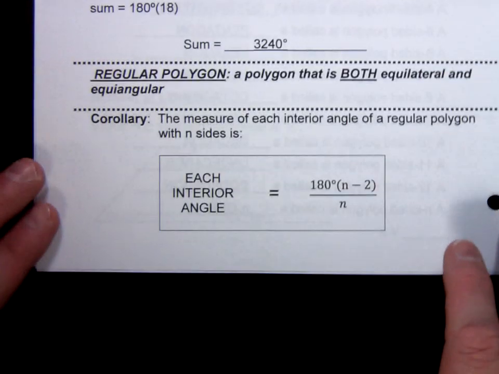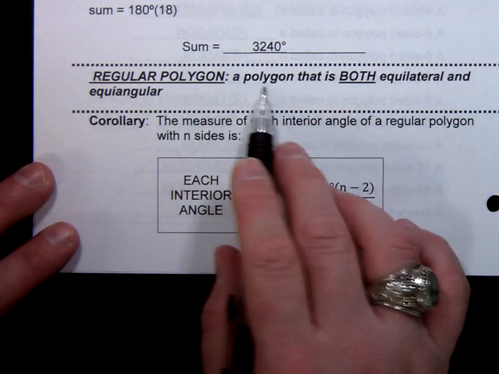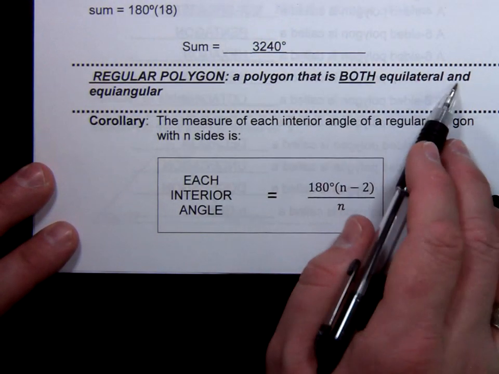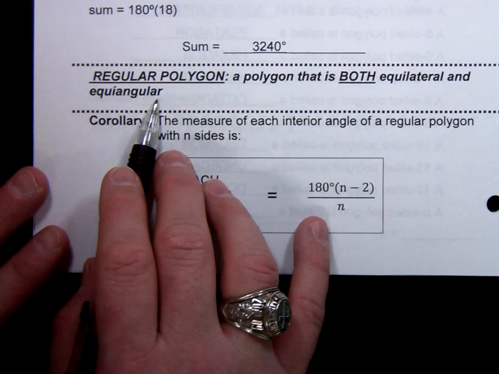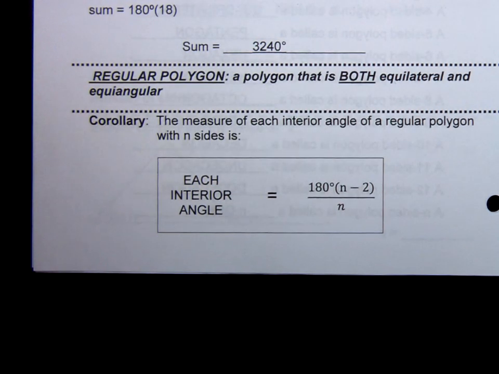A regular polygon is a polygon that is both equilateral and equiangular. Most of the polygons that you're used to seeing through elementary school when you were first learning these were regular polygons. For example, a stop sign is a regular octagon. All the sides are congruent, all the angles are congruent. A yield sign is a regular triangle. All the sides are congruent, all the angles are congruent.